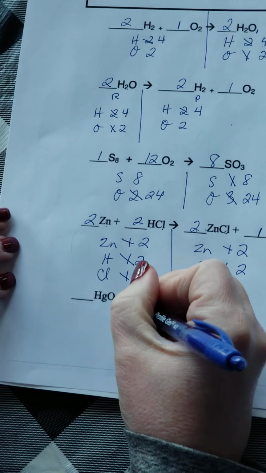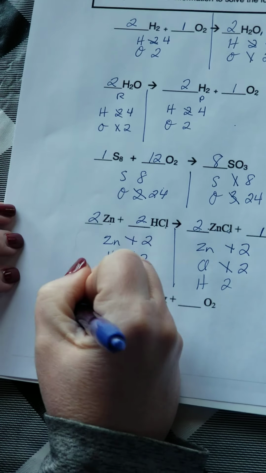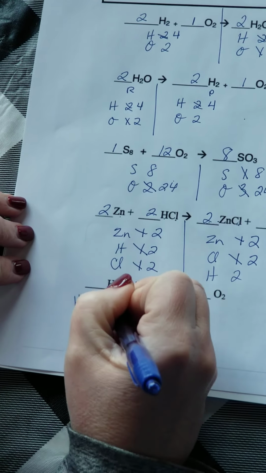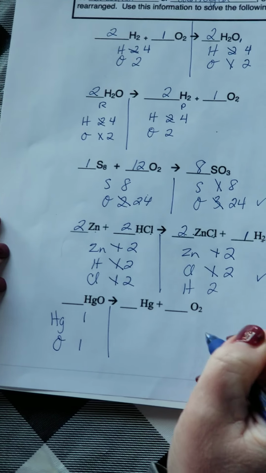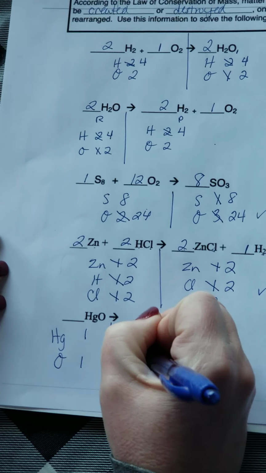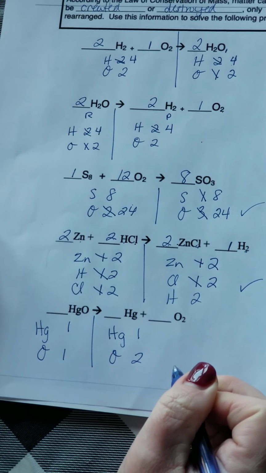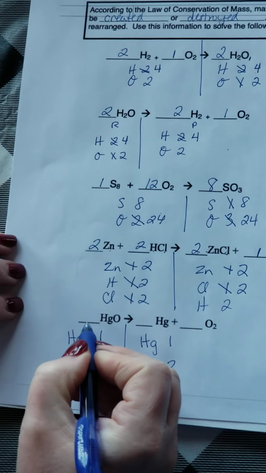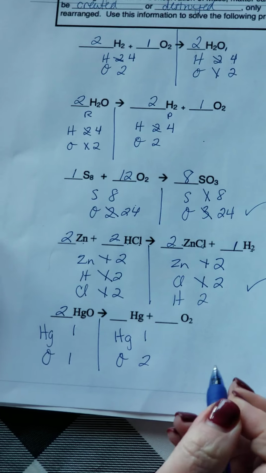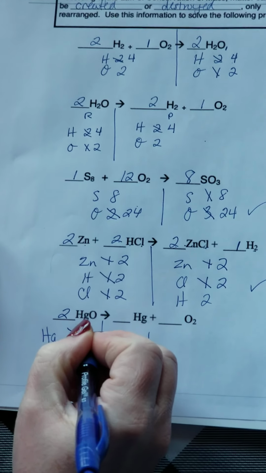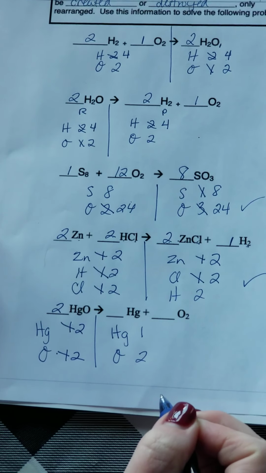Last one. Find the arrow, draw your line. Hg, there's one of them. O, there's one of them. On the product side, Hg, right now there's just one. O, there are 2. To make the O's match, I'm going to go over here and put a 2 as a coefficient, which will change the Hg's and the O's.